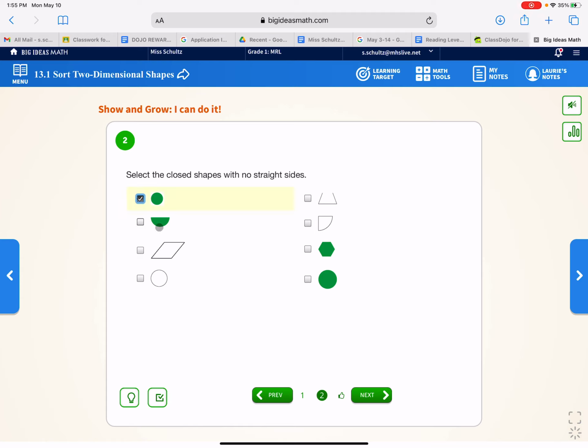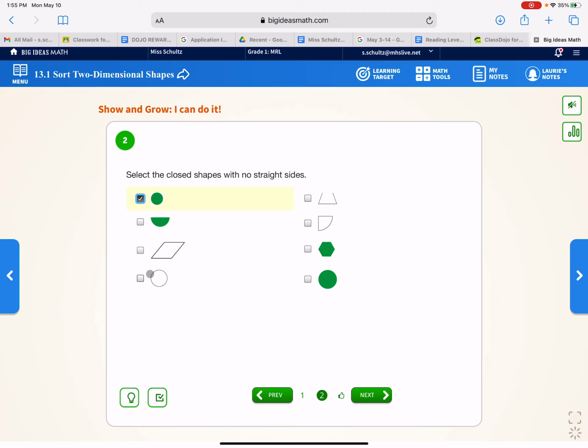And then we go down below, we have half a circle, but then we have a straight line. And this problem says it wants no straight sides. So this will not fit because there is one straight side, even though it is curved right here. And if we go down here, we notice that this shape is also closed, but how many straight sides are there? There's 1, 2, 3, 4, so this will not fit what we're looking for.